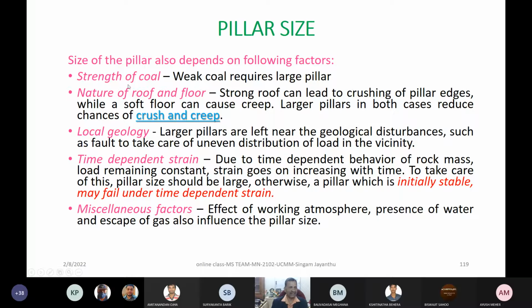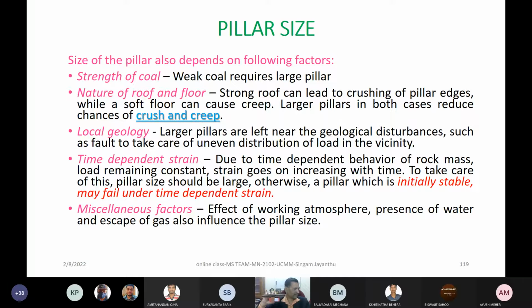So size of the pillar depends on strength of the coal, very simple to understand. The nature of roof and floor also, how? Because now the pillar may be there. So this is your pillar, for example, and this is a roof. Now, when this is strong, the roof can lead to crushing of pillar edges. When the roof is very strong and the pillar is very soft, then it may crush even the sides. While a soft floor can cause creep.